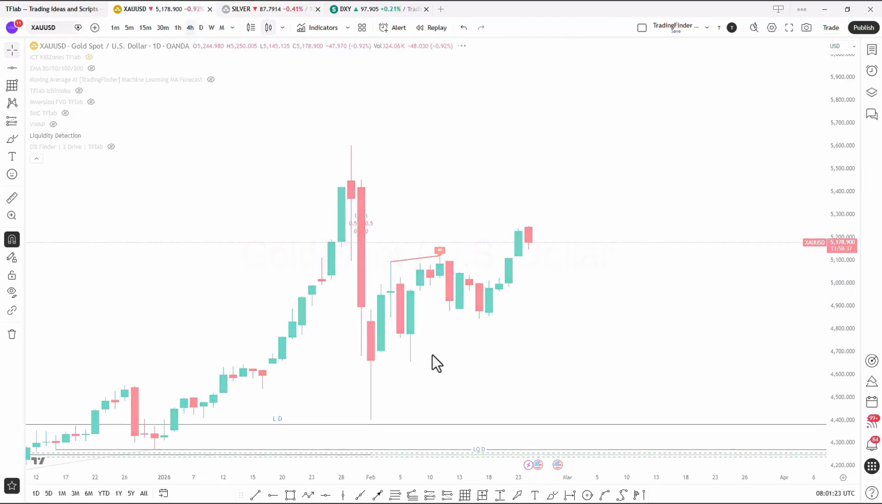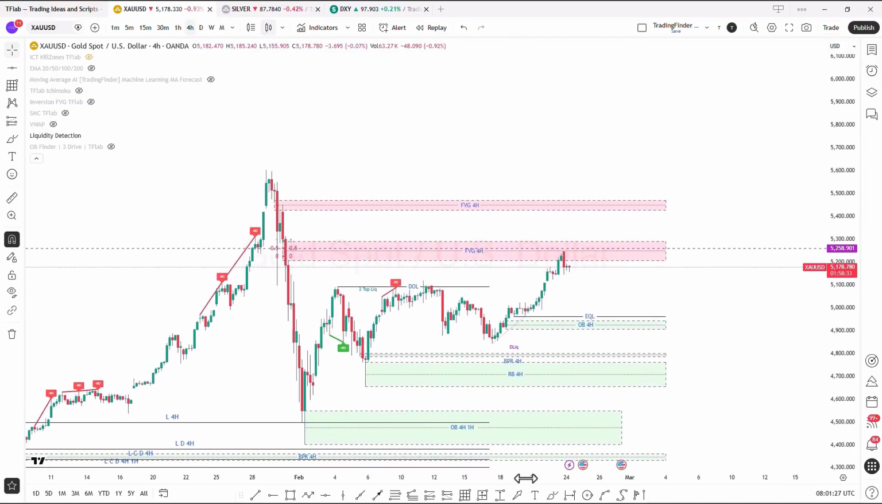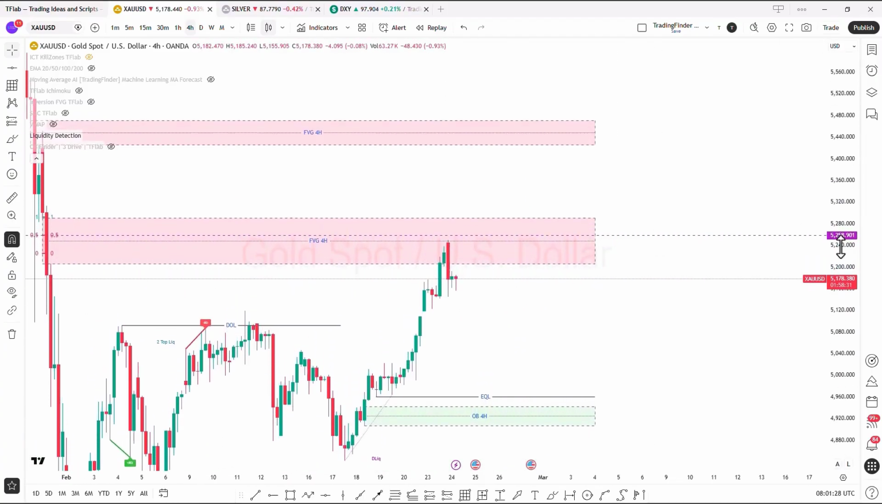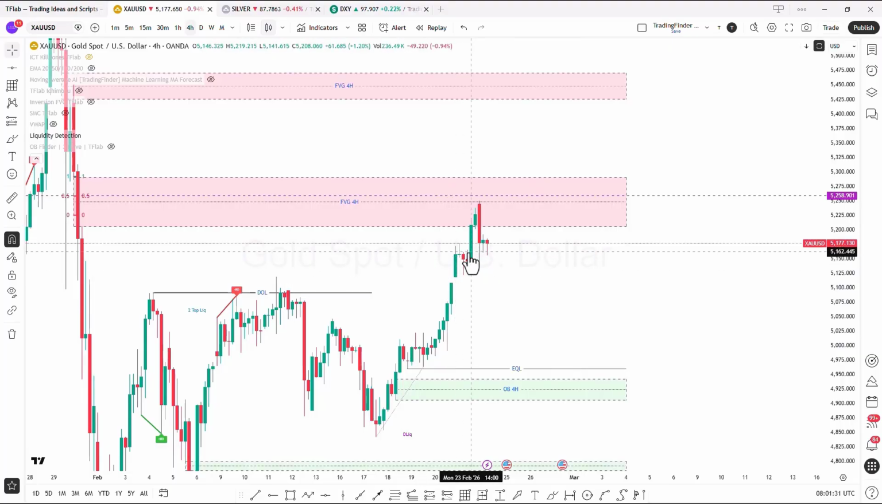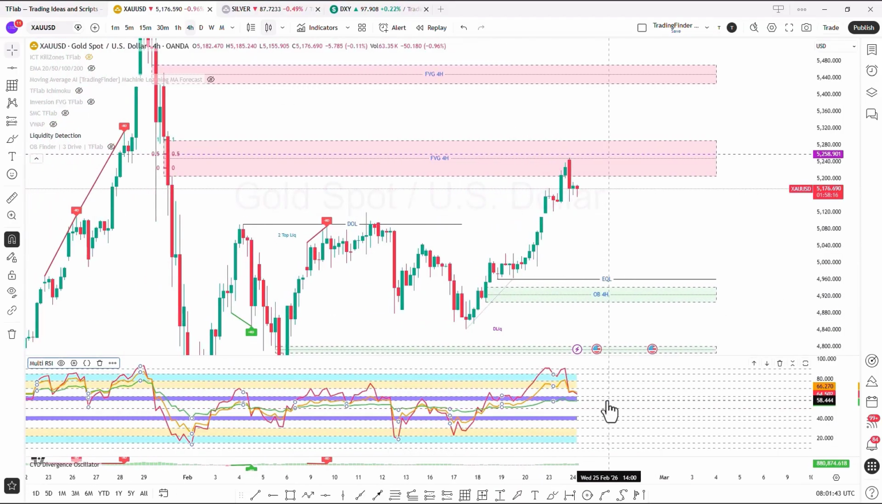With the analysis of the 4-hour time frame for the gold symbol, we observed the price movement. After a bullish displacement, it entered the fair value gap area, and ultimately, after reacting to the 50% level, it was accompanied by selling pressure, which, upon reviewing the Multi RSI indicator from TradingFinder, we see that it has entered a high potential area, indicating the continuation of the trend.